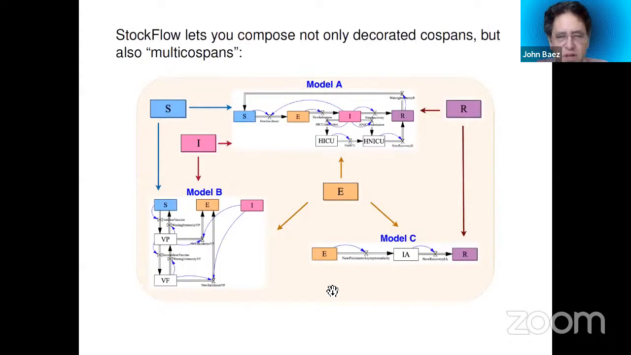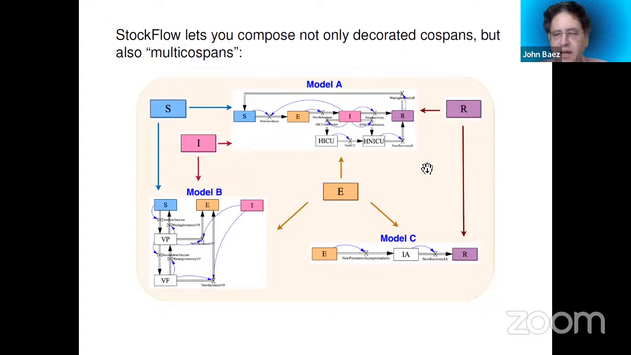So it lets you compose not only decorated cospans, but also multicospans. So here we have three different stock flow diagrams, but they're not just cospans. They don't just have an input and output. This one here, for example, has three different finite sets mapping to it. So it's what we call a multicospan.